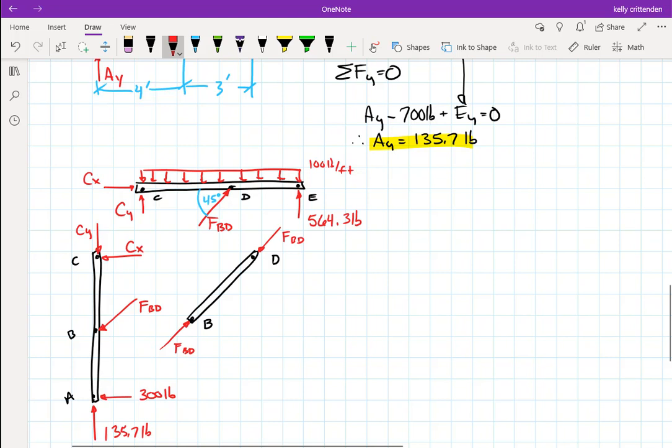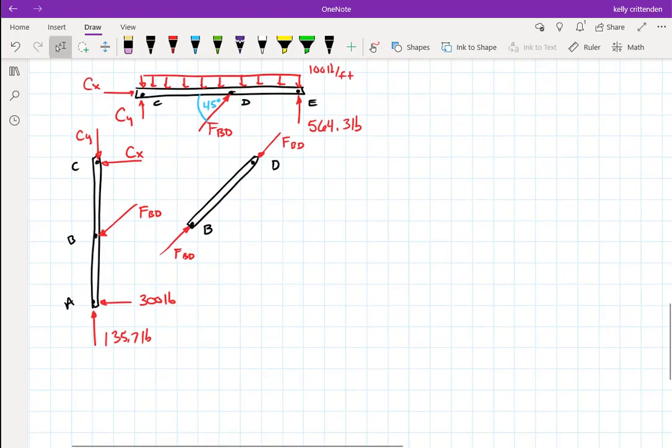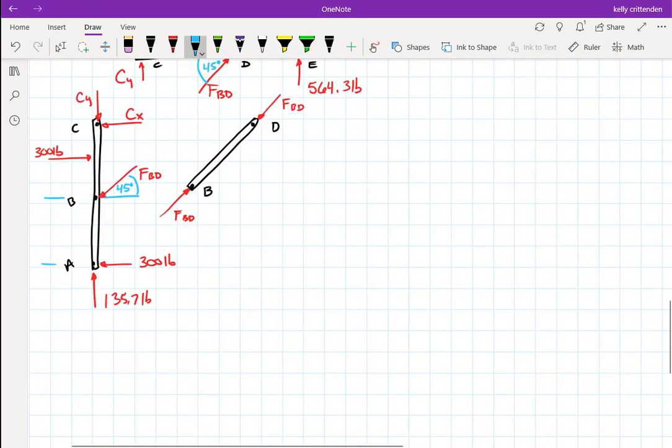I would probably use member ABC, just to not have to deal with the distributed load. But again, it doesn't matter. But that's probably what I would do. So we would put A to B. Oh, we did leave off one thing. We left off 300 pounds here. This distance, I don't remember, 3 feet, 2 feet, and another 2 feet, which is kind of getting crowded.